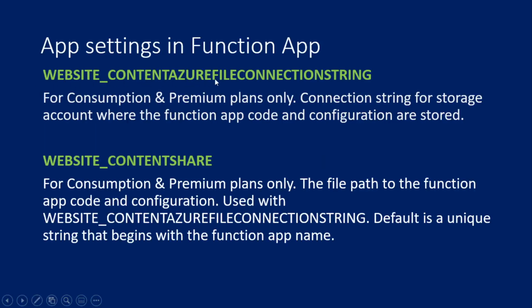So website content Azure file connection string is applicable for consumption and premium plans only. It holds the connection string for the storage account where your function app code and configurations are stored. Again, for this video series I am not covering consumption and premium plans, but don't worry, we will discuss the plans available in Function app in great detail in our upcoming videos. So the next setting is website content share.